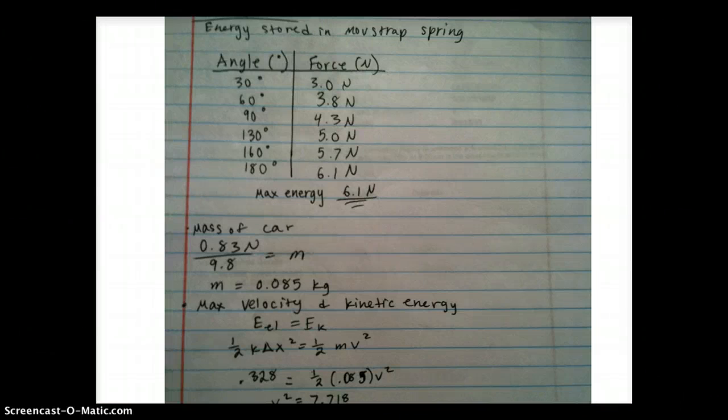Okay, so to find the energy stored in the mousetrap spring, I spelled mousetrap wrong, I used the torsion wheel, and then this is the data I found. At 30 degrees, the force of the spring was 3.0 newtons. At 60 degrees, the force was 3.8 newtons. At 90 degrees, 4.3 newtons. At 130 degrees, 5 newtons. At 160 degrees, 5.7 newtons. And at 180 degrees, 6.1 newtons. So the max elastic energy is at 180 degrees, and that's 6.1 newtons.